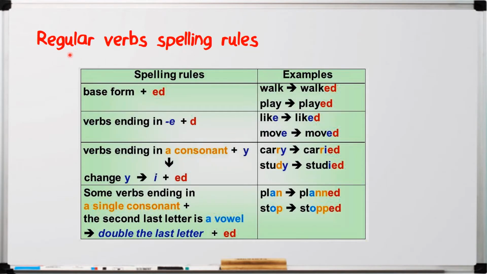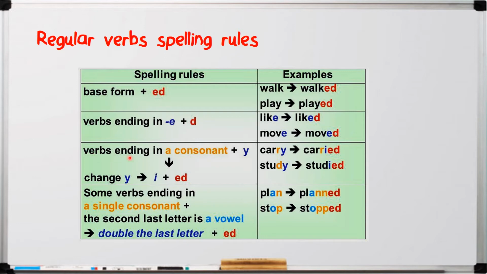But there are some spelling rules for those regular verbs. The first general rule that I mentioned before is to add ed to the base form of the verb. For example, walk, walked, and play, played. For some verbs that end in e, we simply add d, like in the case of like, liked, and move, moved.